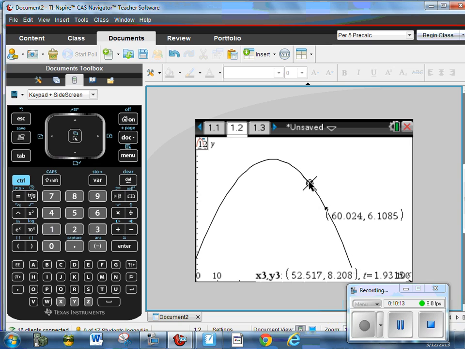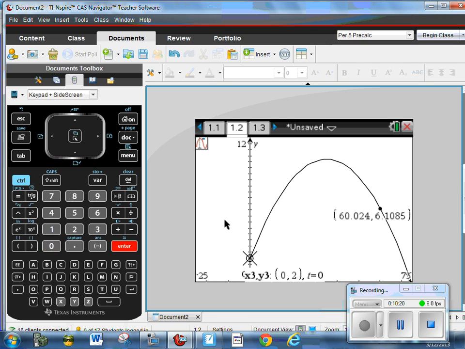So if I trace up here, let me actually type in 0. When I type in 0, I can type in anything I want for t. That tells me that at time 0, x is 0, y is 2, which is my initial position. Then if I scroll along here, let's go to 1 second. At 1 second, I've moved 27 meters in the x direction, and I'm 9.7 meters high above the ground.